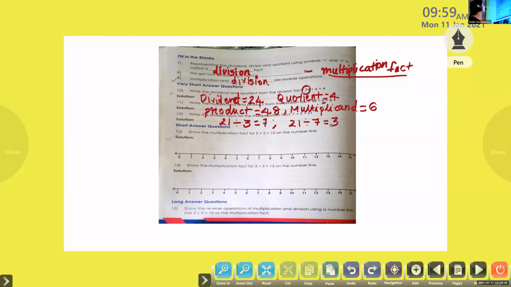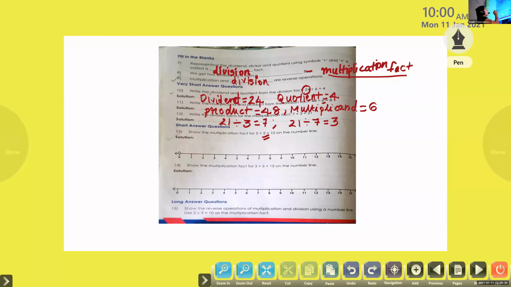Now, Azad. Next question. Unmute and read, my dear. Show the multiplication fact for 5 into 2 equals 10 on the number line. That means we have to do skip counting by 2, 5 times. Skip counting by 2. So, we are starting from 0. Here you have to jump to the second number.